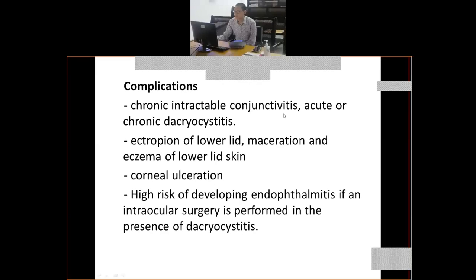Complications: it can be conjunctivitis, dacryocystitis, ectropion, corneal ulcer. Then there is a high risk of developing endophthalmitis if intraocular surgery is performed in the presence of dacryocystitis. That is why we do syringing before any intraocular surgery, just to rule out dacryocystitis.